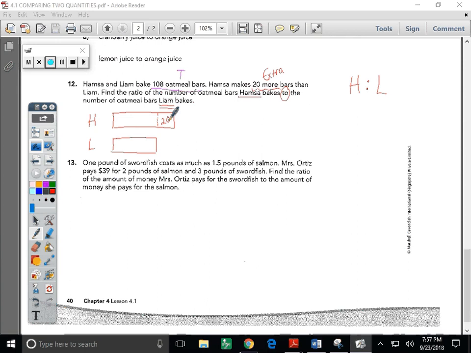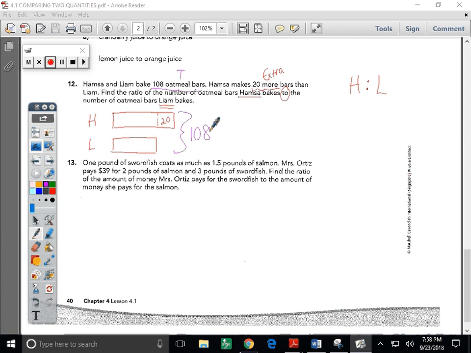Now, what about that total that we talked about a minute ago? That 108 oatmeal bars. Is that just Hamza's? No. Is that just Liam's? No. That is for the two of them combined. 108 is the total. Well, I want you to think about how you're going to get there.